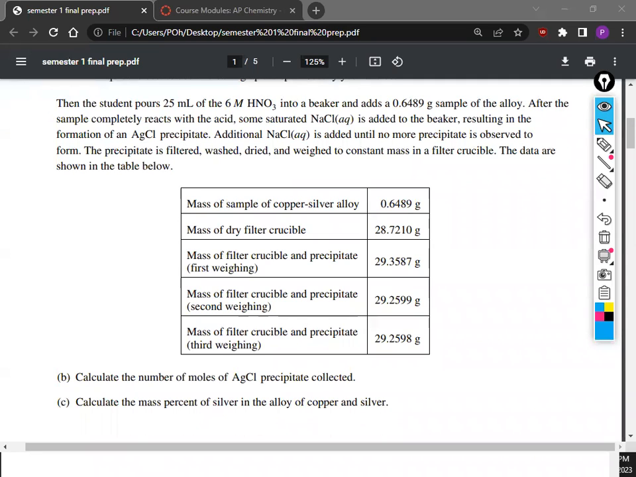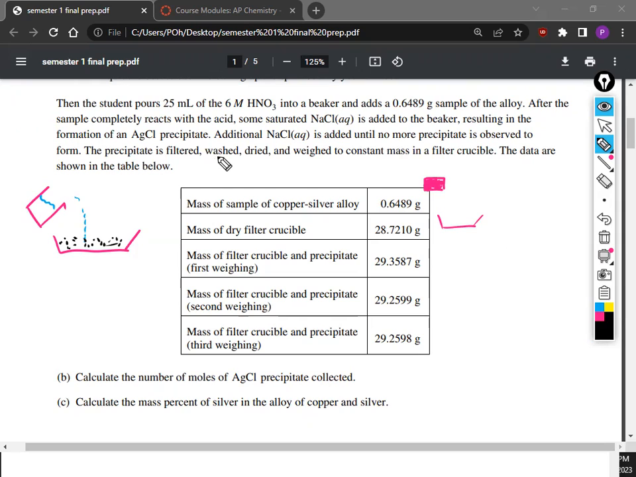So this part right here basically tells you what happens during the lab, all the procedures, and then you got all your data. This number right here is the alloy, the piece of metal that the student dissolved. After the student dissolved it, they ran it through a filter, like a piece of filter paper, and this is the mass of that. After the precipitate was formed, the precipitate is filtered. So you got your beaker, and then your filter paper, and your solution went through the filter paper. The precipitate got stuck, and this is the thing that would measure the precipitate that they're finding.